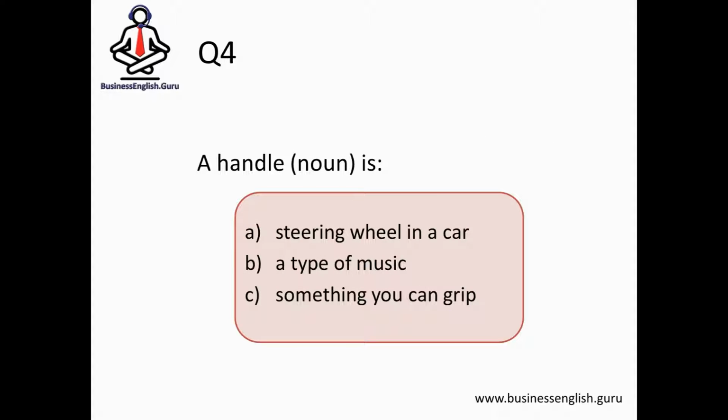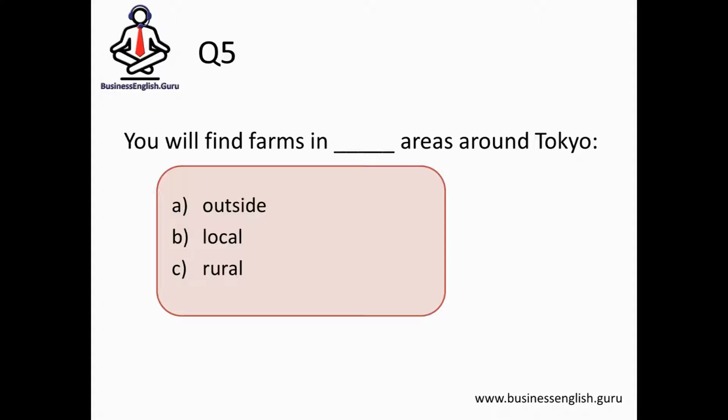Question 4. A handle. The handle being a noun, a handle is the steering wheel in a car, a type of music, or something you can grip. Number 5. You will find farms in what areas around Tokyo? In outside areas? In local areas? In rural areas?